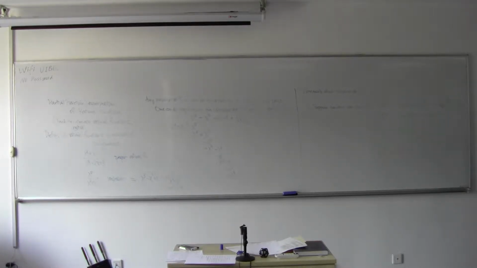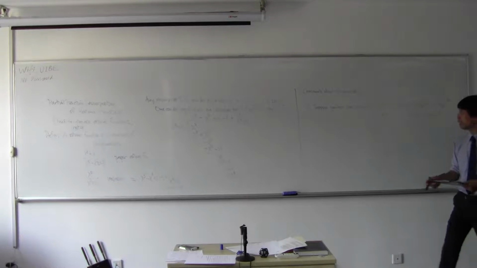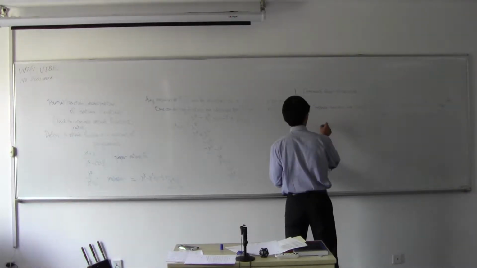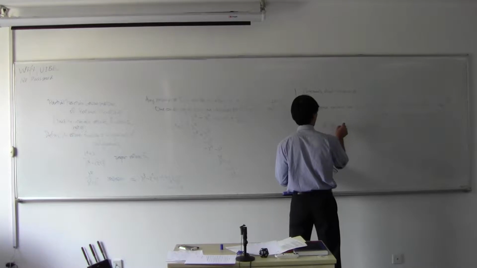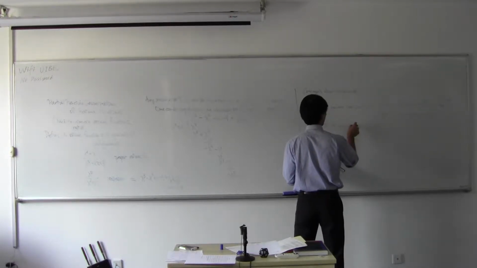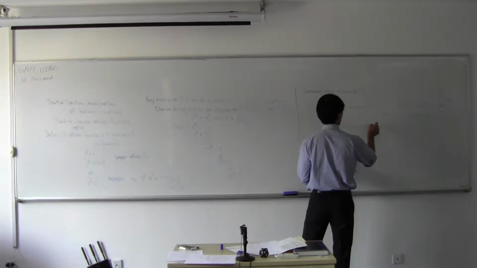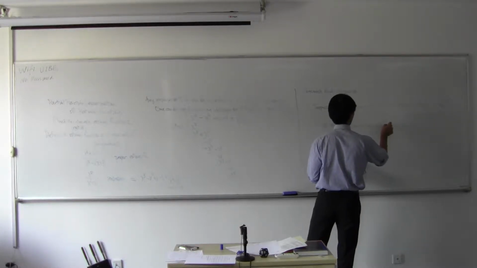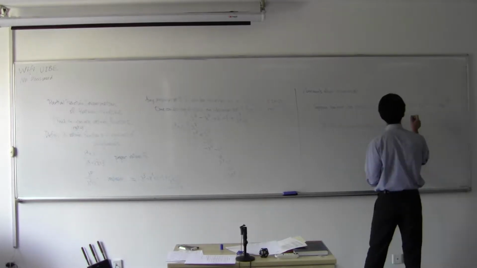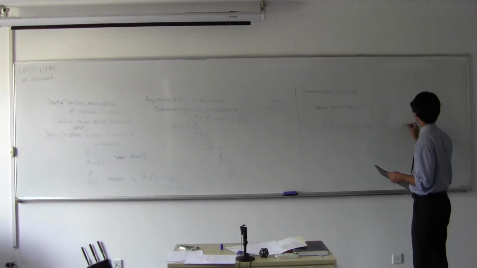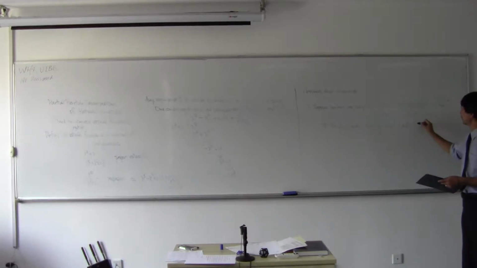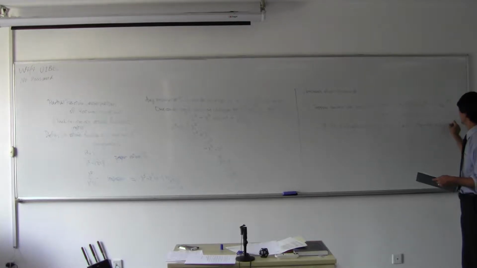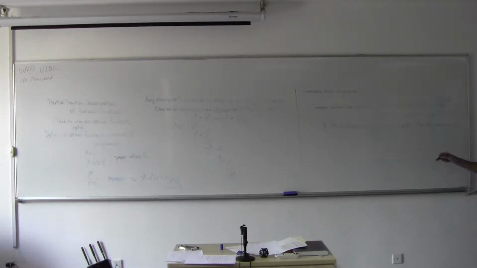I'm going to tell you something funny, which is that if the polynomials agree on any tiny interval, AB, then they must be identical.